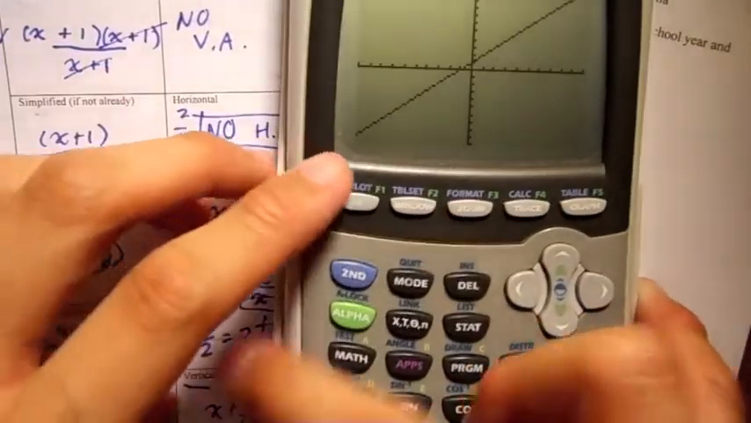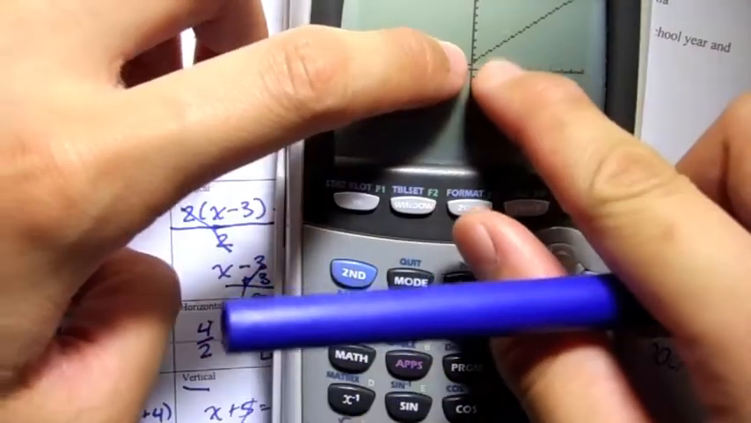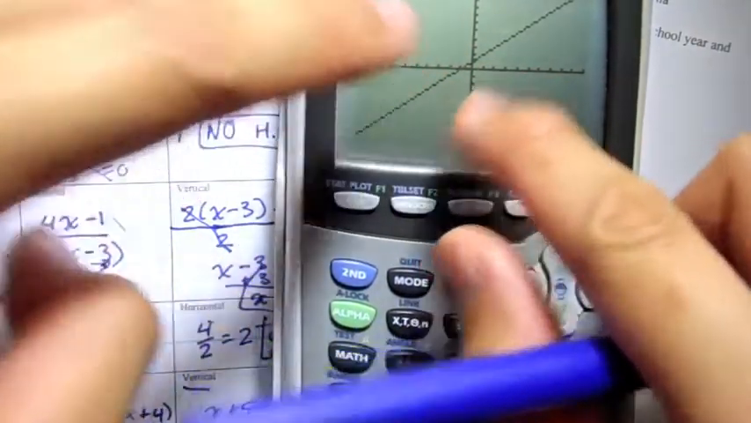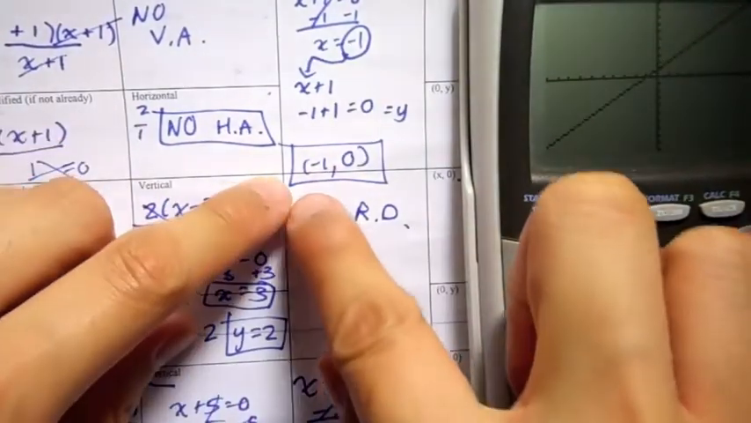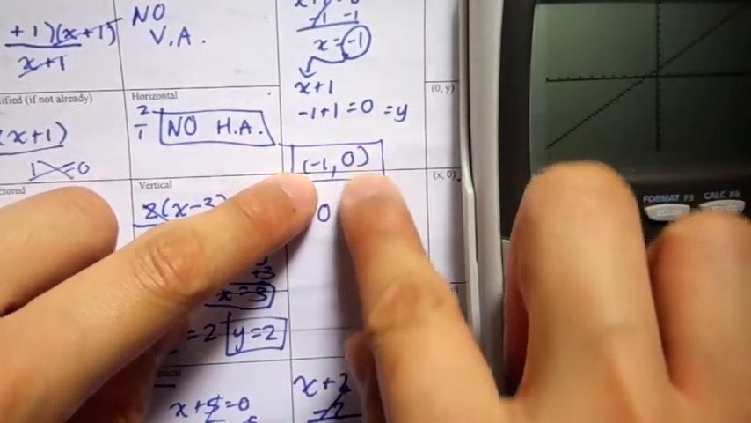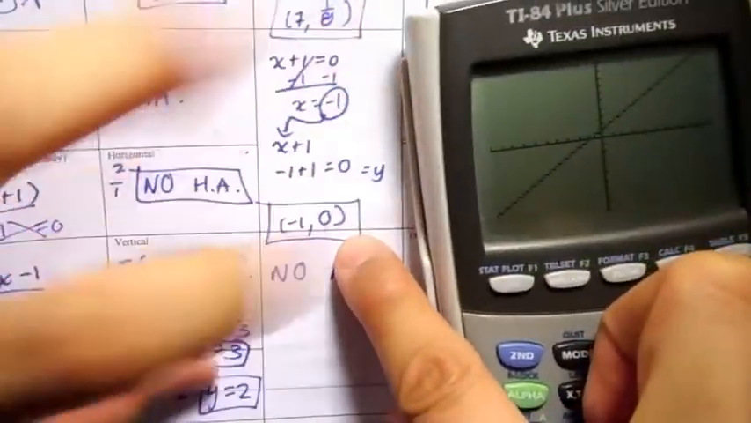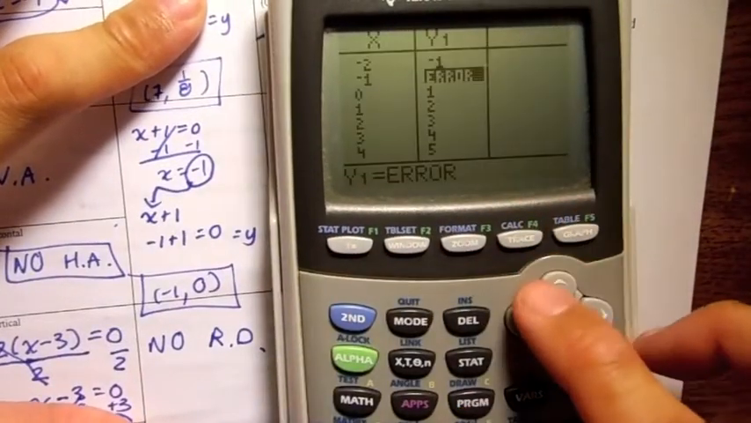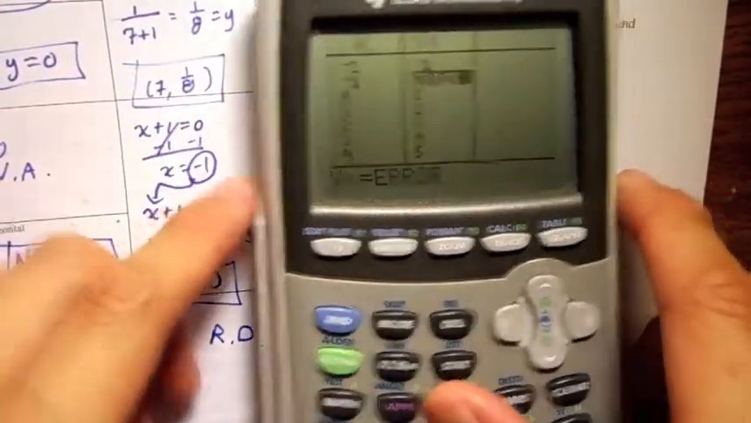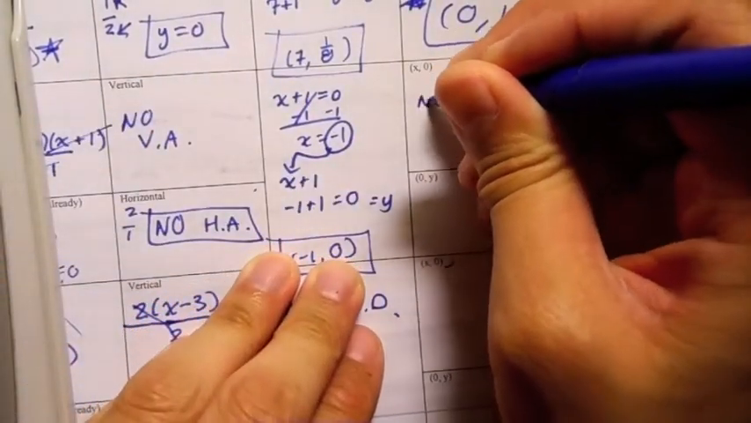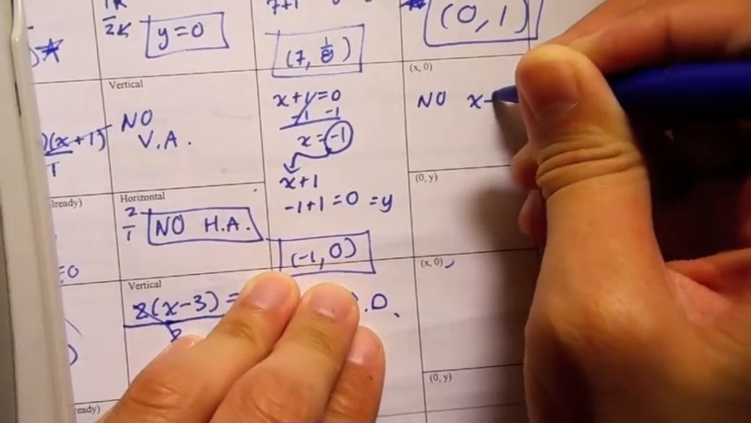So over here in my graph, it looks to me as if there's a y-intercept and an x-intercept. But remember, our hole was at (-1, 0). Because of that 0 in place of y, I know that was supposed to be my x-intercept, but it doesn't exist. So I really don't have an x-intercept. This is a special case you want to look out for. So you don't have an x-intercept again.